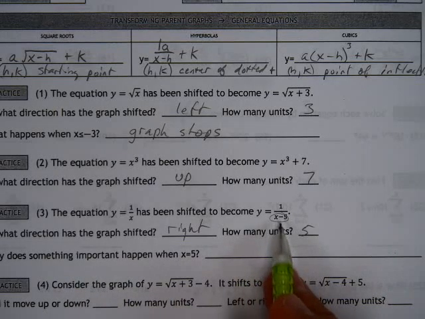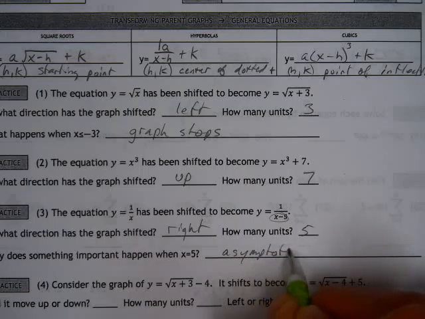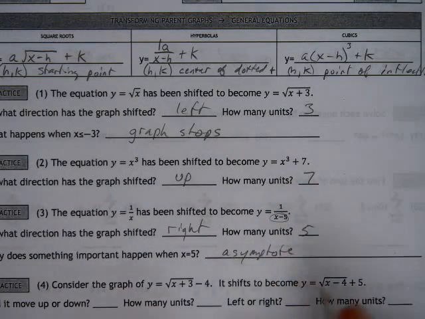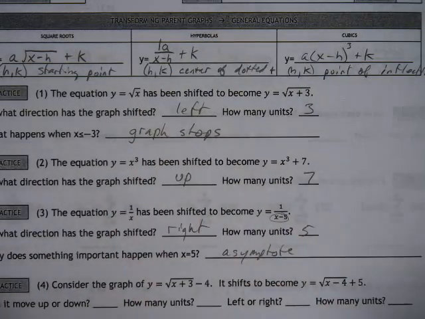What happens when x equals 5? In this case here, there's an asymptote. That's kind of where that vertical dotted line shows up, where it's part of the graph that it approaches but never gets to.